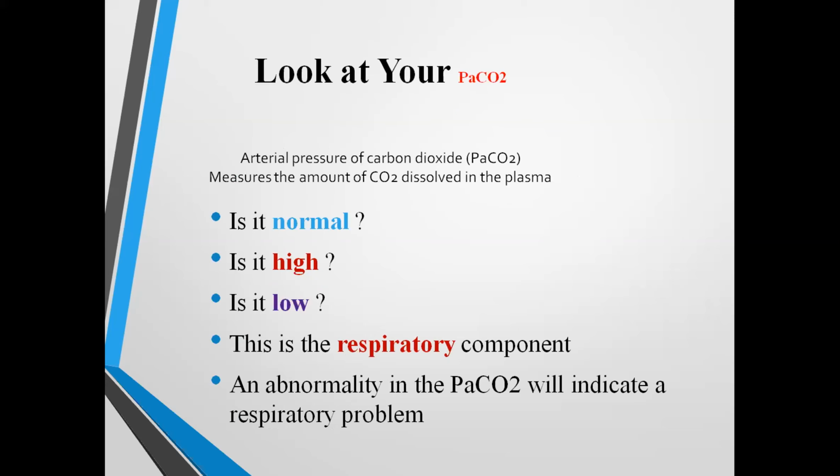Look at PCO2. PCO2 is the arterial pressure of carbon dioxide. It's the amount of carbon dioxide dissolved in the plasma. The same approach should be applied here: whether it's normal, high, or low. The normal value which we studied in the previous slides is 35 to 45. If it is between 35 and 45, we label it as normal. If it is more than 45, we label it as high, and if it is less than 35, we label it as low.